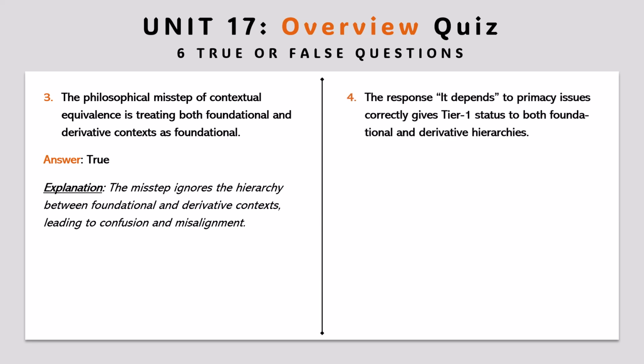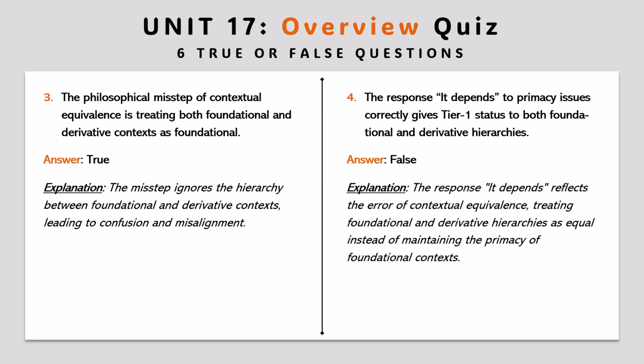Question number 4. The response, "It depends," to primacy issues correctly gives Tier 1 status to both foundational and derivative hierarchies. Answer: false. Explanation: the response, "It depends," reflects the error of contextual equivalence, treating foundational and derivative hierarchies as equal, instead of maintaining the primacy of foundational contexts.